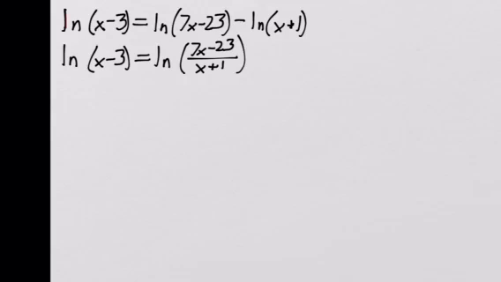Well, now we have this natural log of things on both sides that are equal to each other. Similar to what we had with the exponents, we do have the fact that if the logarithms of both sides are equal, then what you're taking the log of has to be equal. So x minus 3 is equal to 7x minus 23 divided by x plus 1. We'll multiply both sides by x plus 1.